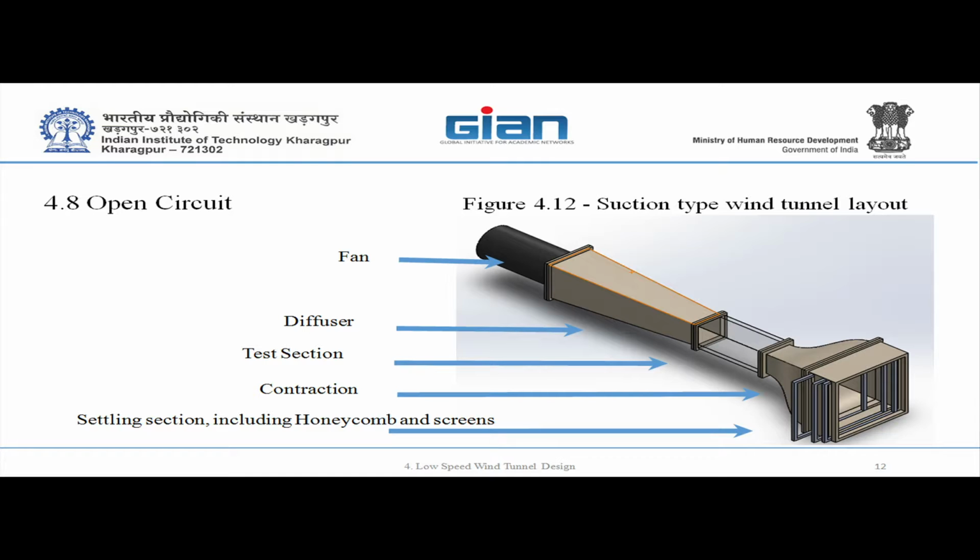You wouldn't like noise from the fan to revert and climb back to the test section. It's slow speed, so you may have some noise climbing back from your fan, right? Some acoustic noise. A settling chamber after the fan? No, before the fan, between the fan and the test section. You don't want acoustic noise to climb back to the test section. So between the diffuser and the fan, you have a settling chamber.